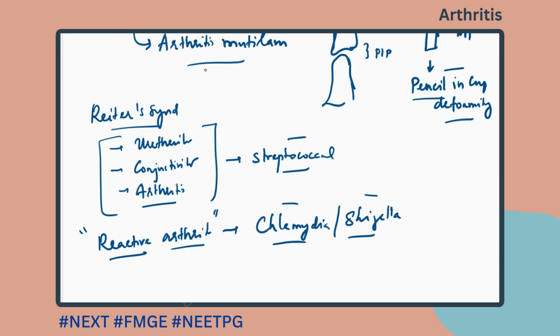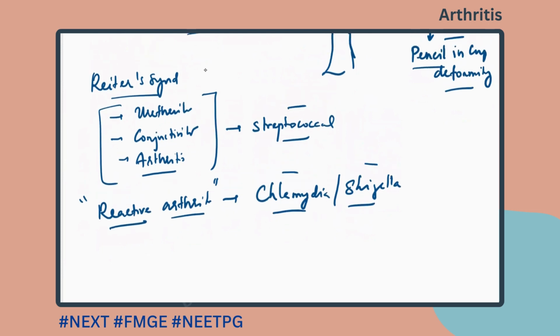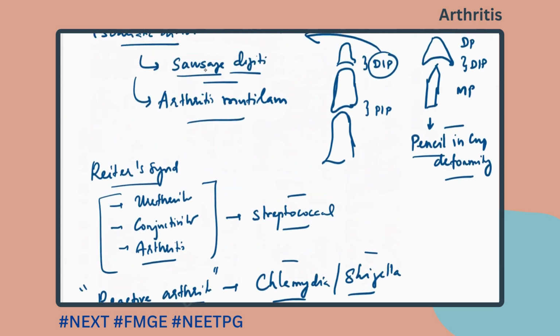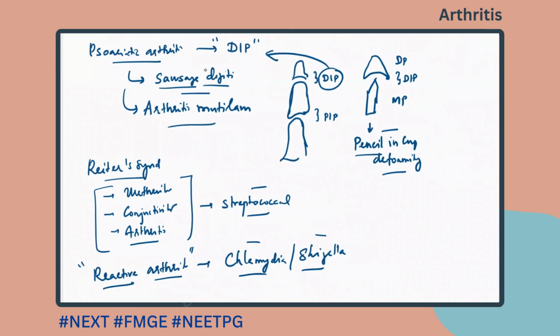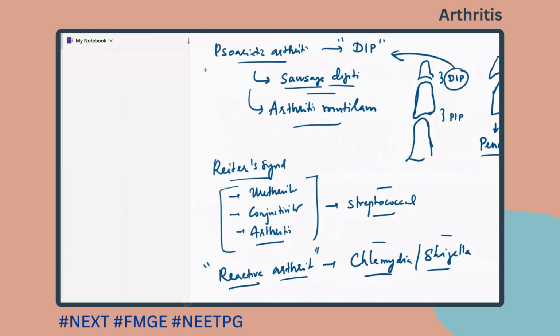Arthritis simply means inflammation of the joint. Okay. So with this, we are done with arthritis. And the next topic is metabolic bone disorders. That will start after lunch. Before that, we'll discuss a few questions from the yesterday topics.